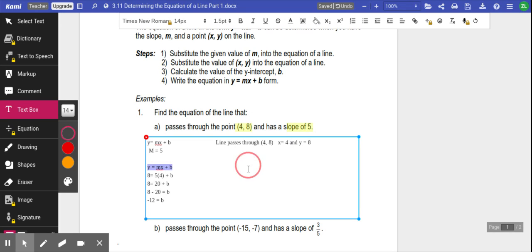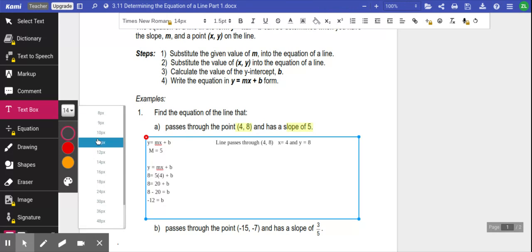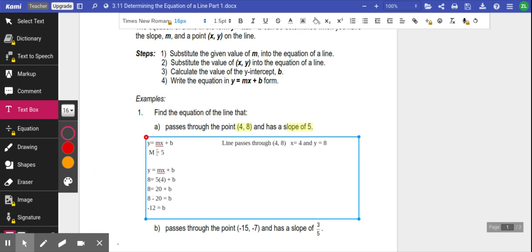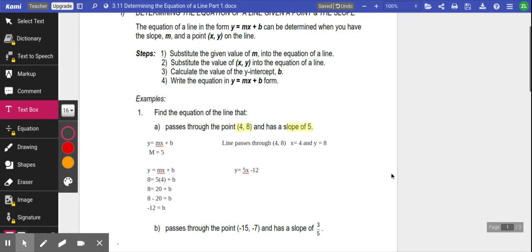So now if we just go and put this all together, our final answer in this scenario would be y equals 5x, because we have 5 for slope, plus we just found b. Since it's a negative number, it's going to be minus 12. And this is our equation. Okay.